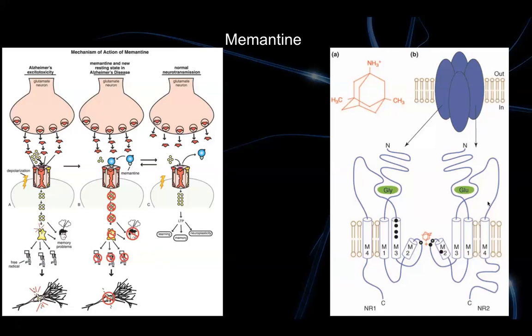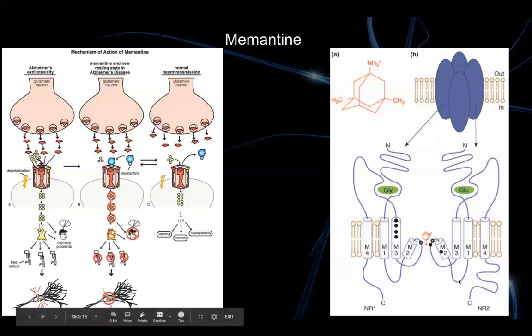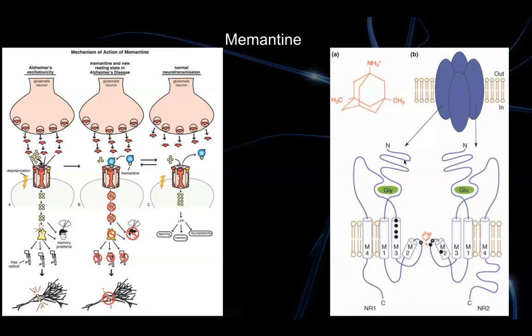So these NMDARs are ligand-gated ion channels that have 4 subunits. They contain NR1 subunits and NR2 subunits. In order for the channel to function properly, the glutamate residues of the NR2 subunit and the glycine residue of the NR1 subunit must be occupied in order for the channel to open and allow the influx of calcium.